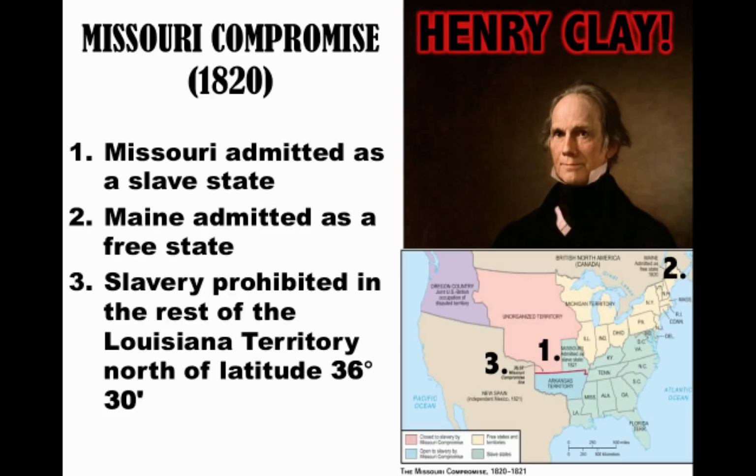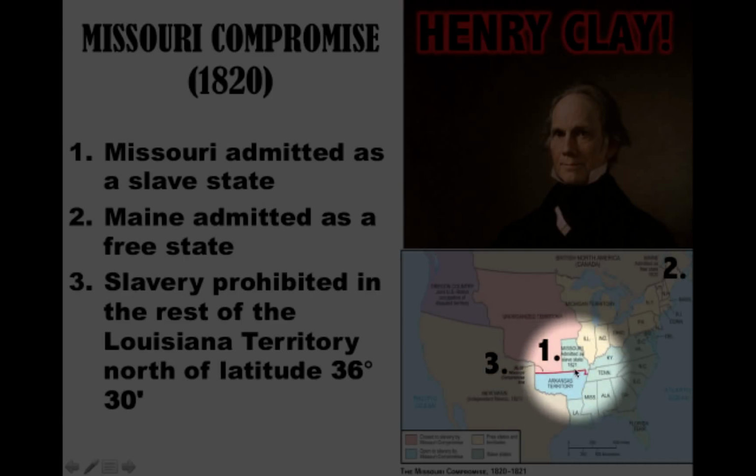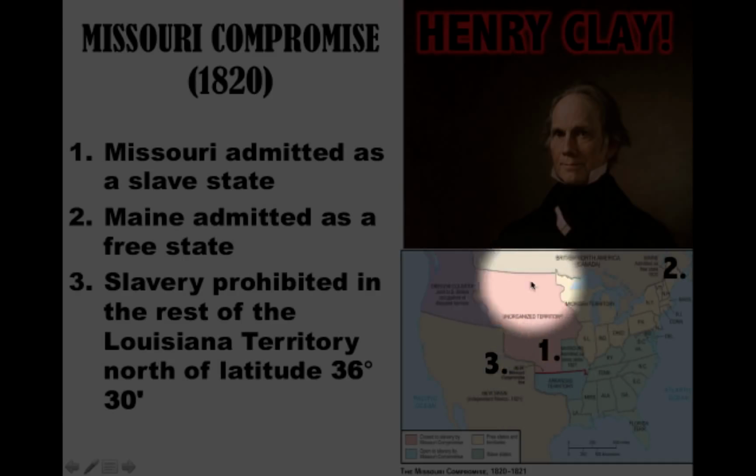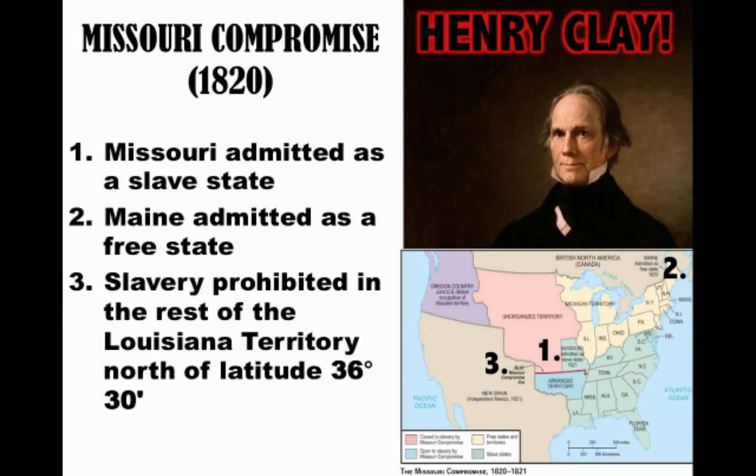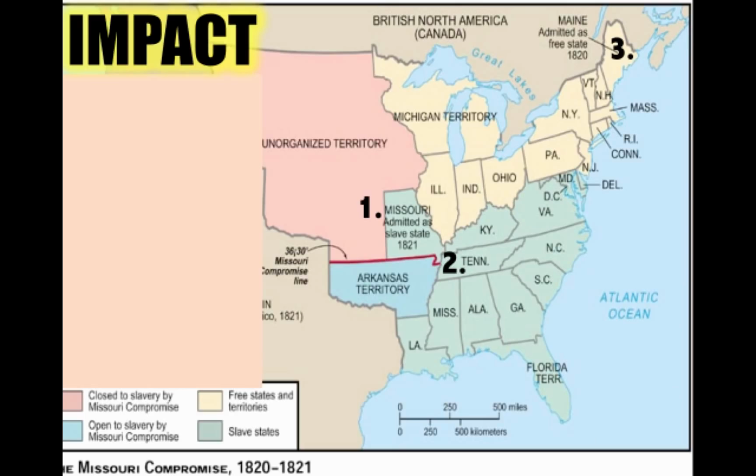One, Missouri would be admitted as a slave state. But two, Maine, over there on the map, would be admitted as a free state. You would keep the sectional balance. And then in terms of the rest of the Louisiana Territory, north of this line right here, 36°30', slavery would be prohibited. So in all of this territory, there would be no slavery allowed. South of it, slavery would be allowed. And so this compromise resolves some of the debates at the time, and the impact is huge.